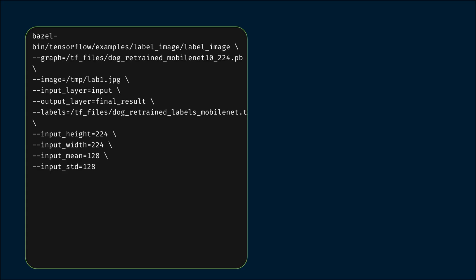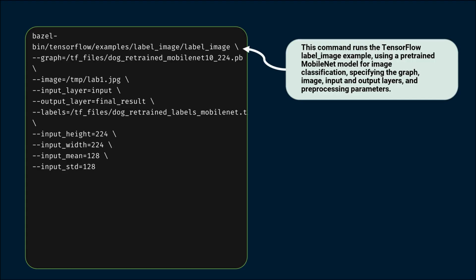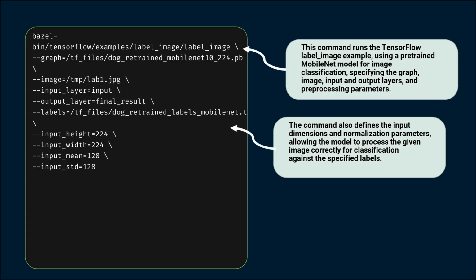Now let's see how we can run inference with a retrained Mobilenet model to predict object labels efficiently. The command begins by calling the label image executable from the TensorFlow examples directory. It points to our trained model graph file using the graph flag, ensuring that we're leveraging the correct architecture fine-tuned for our specific classification task.